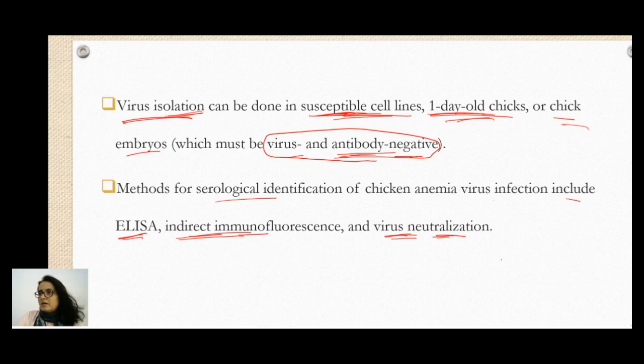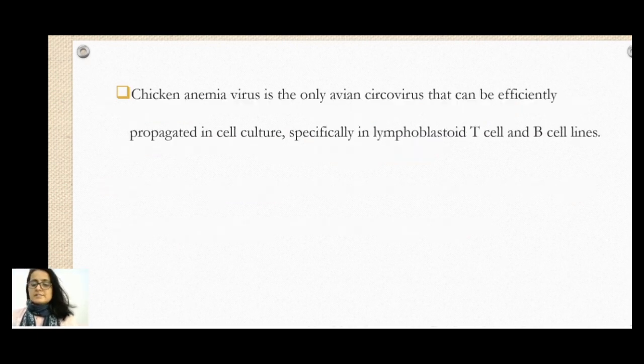By other methods, we can use immunological or serological methods. We can use ELISA, indirect immunofluorescence test, or virus neutralization test. So this is the diagnosis of the chicken anemia virus.